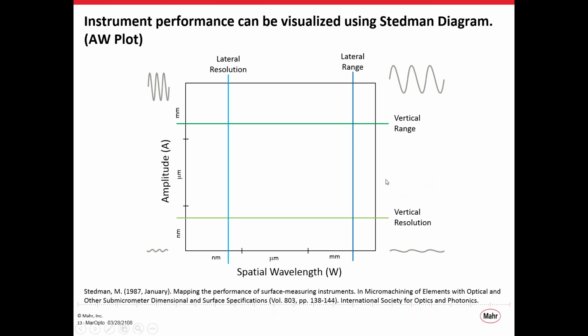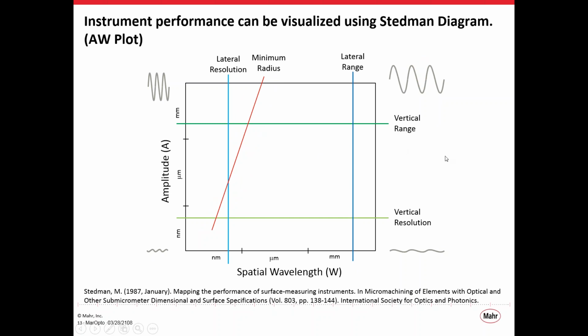In addition, many profilers, such as a mechanical stylus profiler, will have a round tip to them. And the size of the tip will limit the aspect ratio of the features that you're able to measure. So the smaller the tip, the larger the aspect ratio that you're able to measure. And that's going to put a bound on the types of measurements that that instrument's going to be able to make.